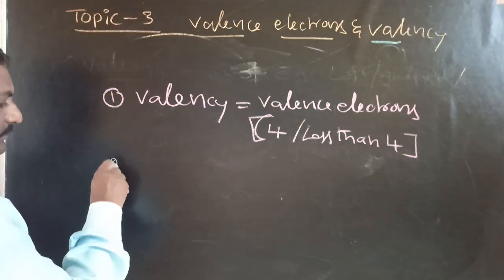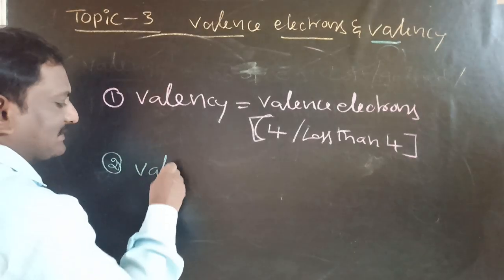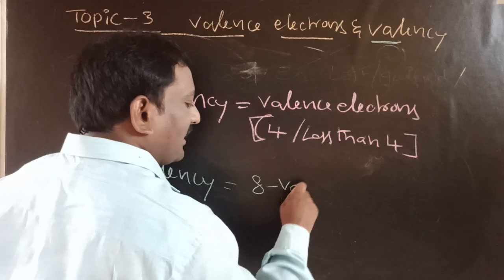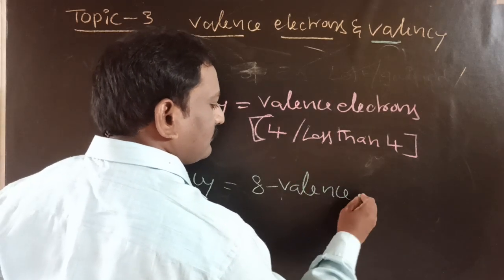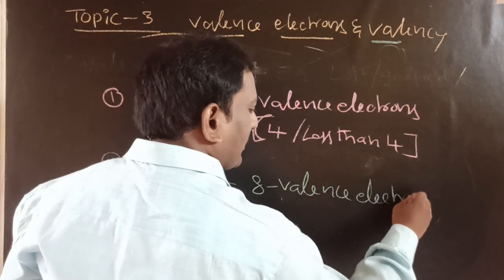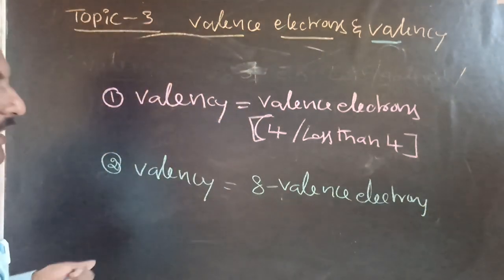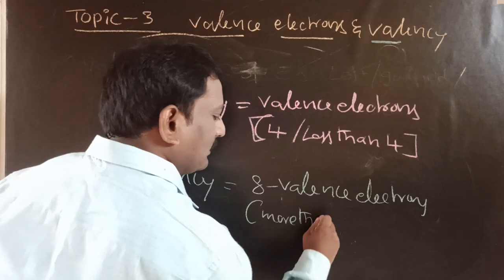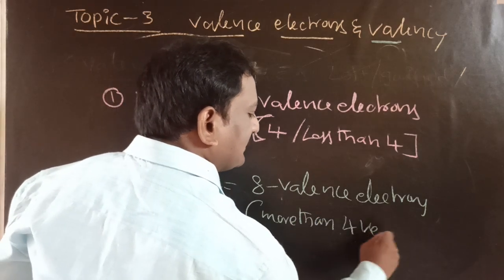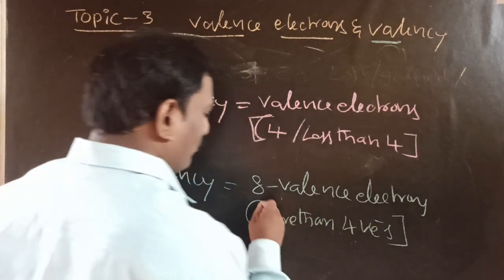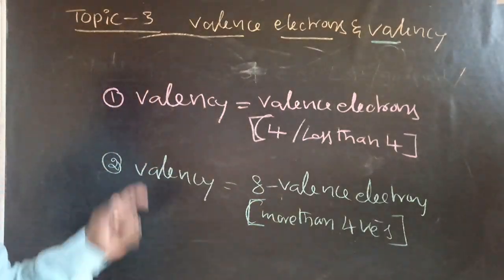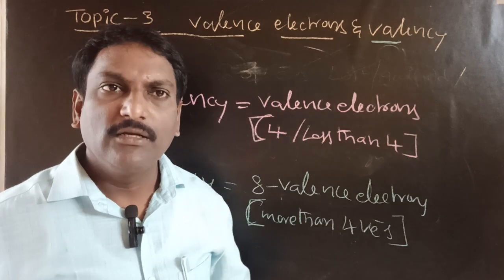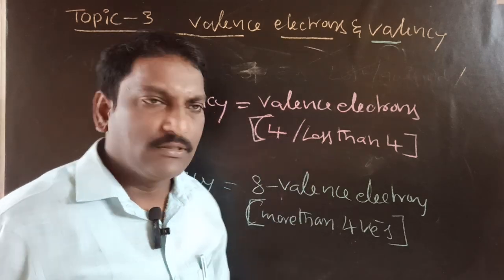Formula number 2. Valency equals 8 minus valency electrons, if the element has more than 4 valency electrons. So these two formulas are generalized formulas. Some exceptions also there. You will get that in higher classes.